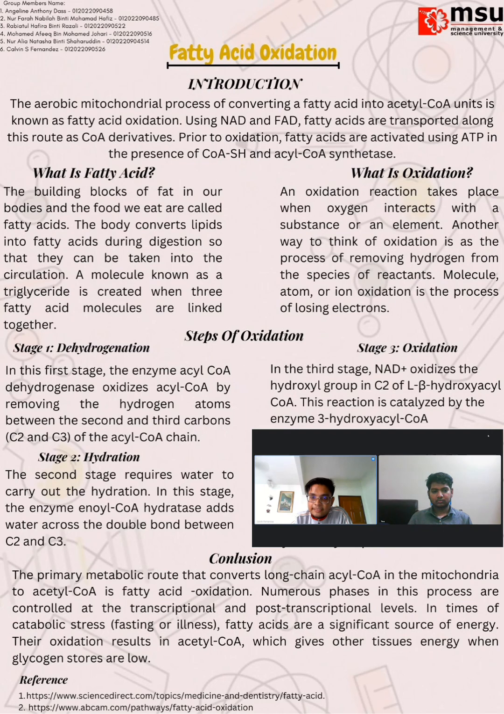In conclusion, the primary metabolic route that converts long-chain acyl-CoA in the mitochondria to acetyl-CoA is fatty acid oxidation. Numerous phases in the process are controlled at the transcriptional and post-transcriptional levels. In times of catabolic stress, fasting or illness, fatty acids are a significant source of energy. Their oxidation results in acetyl-CoA, which gives other tissues energy while glycogen stores are low.